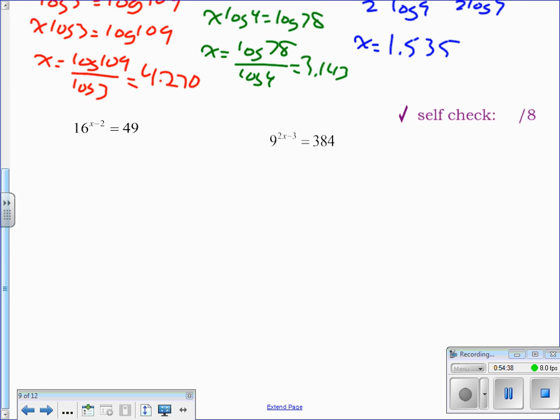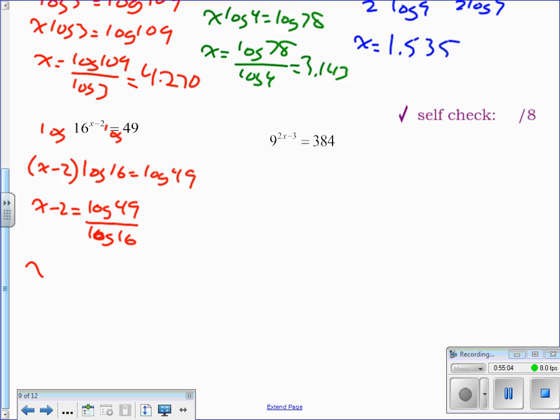Next one, log both sides. Bring the power down in front, x minus 2 log of 16 equals the log of 49. Divide both sides by the log of 16. X minus 2 equals the log of 49 divided by the log of 16. Add 2. X equals the log of 49 divided by the log of 16 plus 2. X equals 3.403 or 3.404.